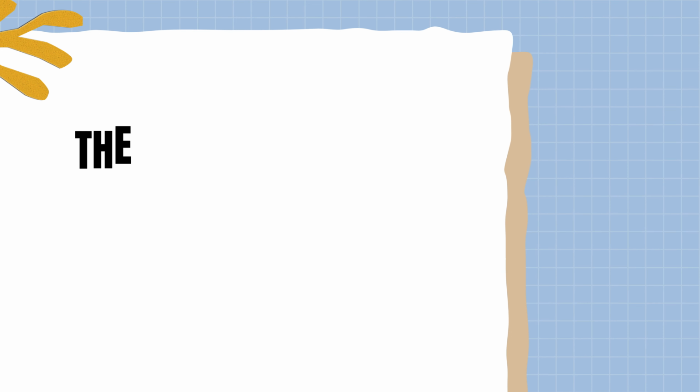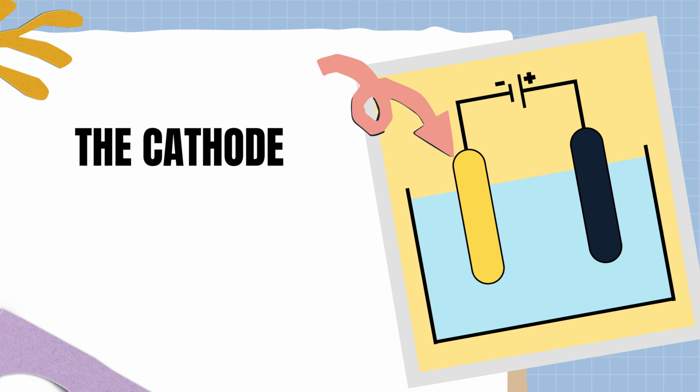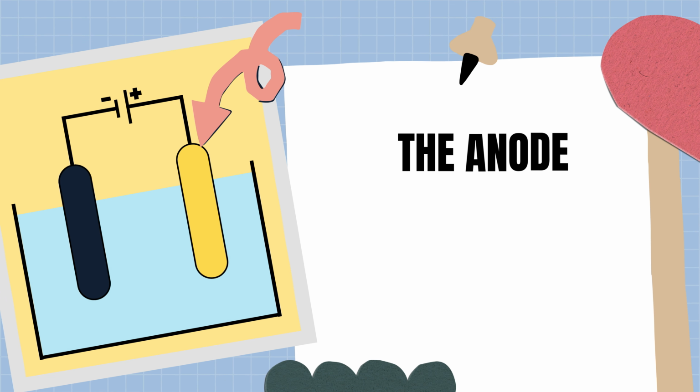What is cathode? The cathode is the negatively charged electrode in electrolysis. Positively charged ions move toward the cathode. What is anode? The anode is the positively charged electrode in electrolysis. Negatively charged ions move toward the anode.